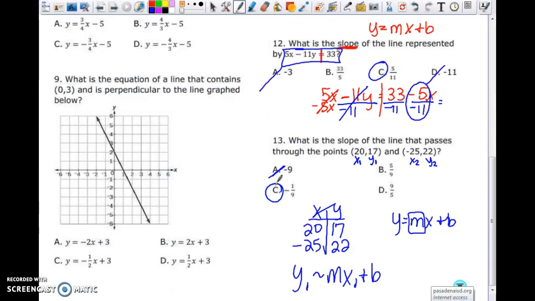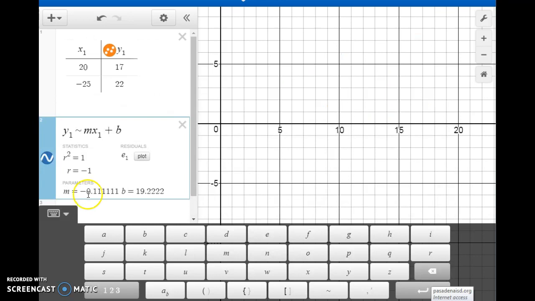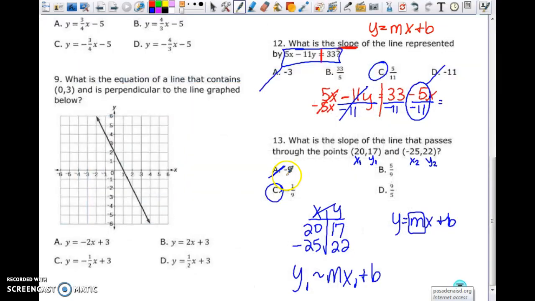You also could have done process of elimination. Guys, our slope was a negative number. We knew it's not a negative 9. This is a positive number. This is a positive number. This was the only option it could have been. That decimal would have given me a fraction, so you could have just eliminated it that way.